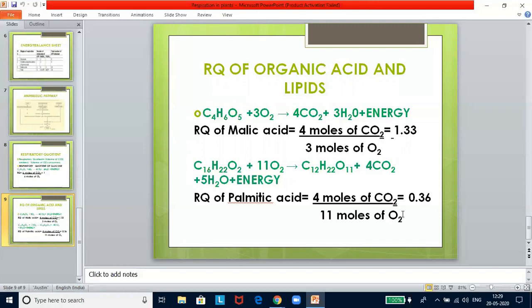So for anaerobic respiration, the RQ is going to be infinite. Now what is the significance of respiratory quotient? The RQ value of a respiring tissue may provide valuable information to an investigation. From the RQ value, one can obtain a rough indication of the nature of the substrate being oxidized. It also helps us in knowing the type of respiration being performed.